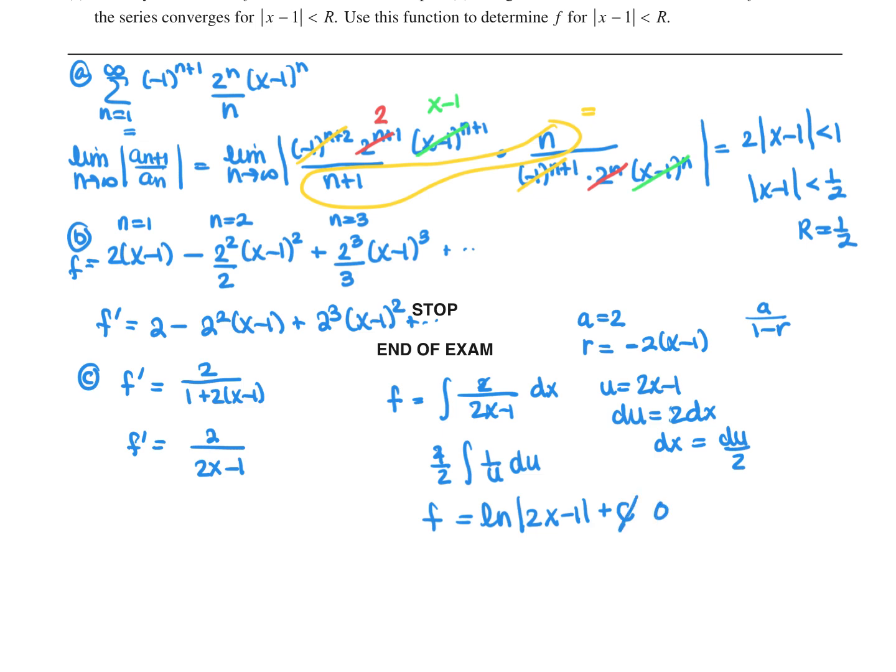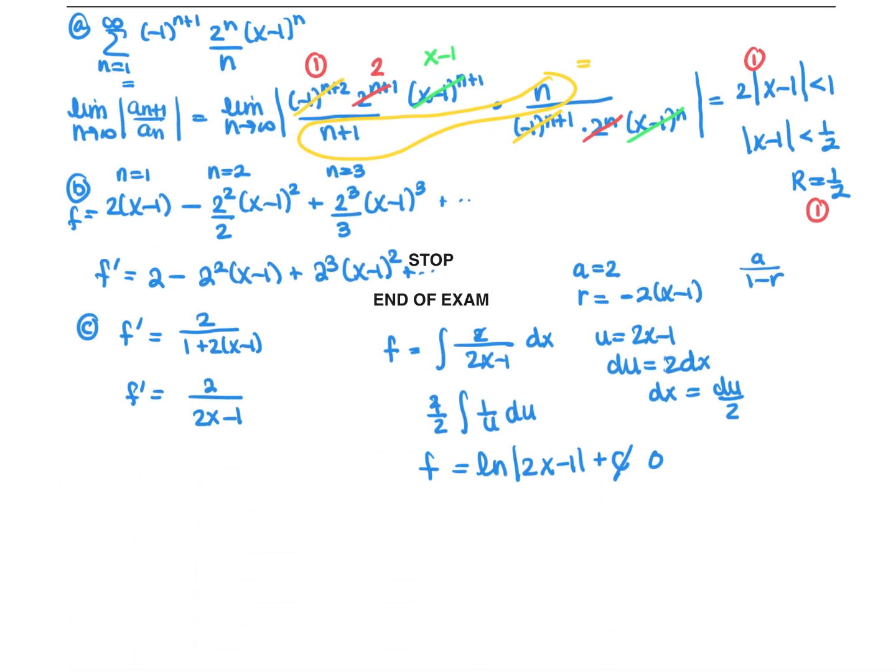How was this one scored? Part A was worth 3 points. 1, did you set up the ratio? Find the limit, find the radius. B is worth 3 points. 2 for the first 2 non-zero terms and 1 for the general term, which I didn't even read that I needed the general term, so I would have missed that point.